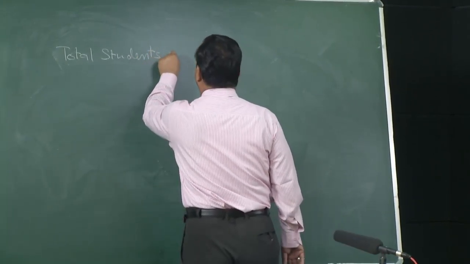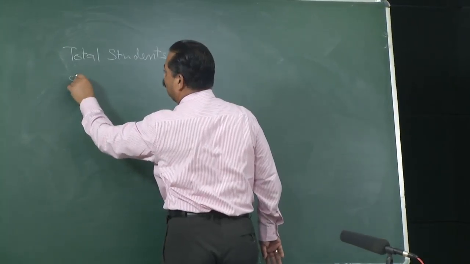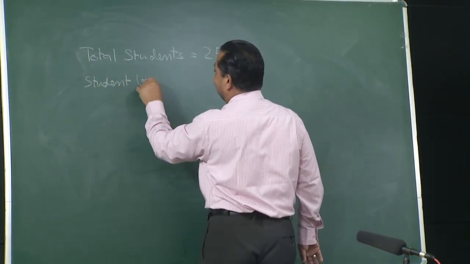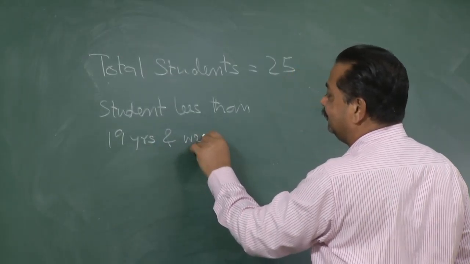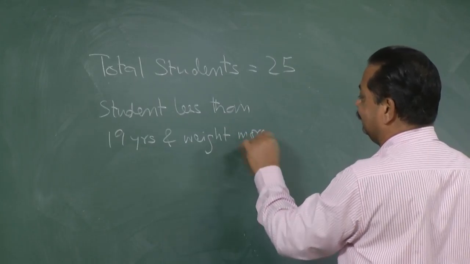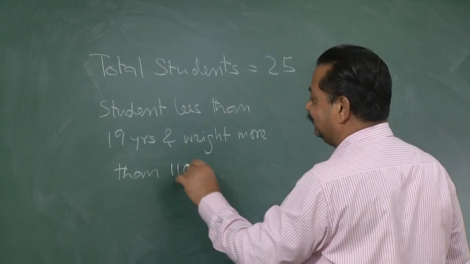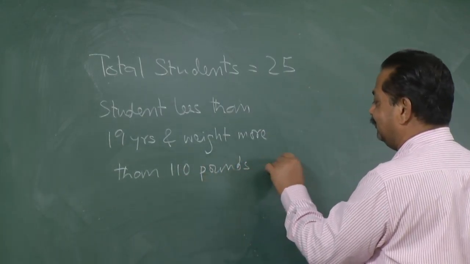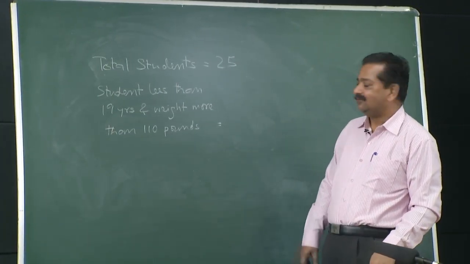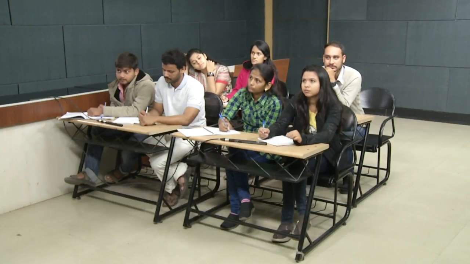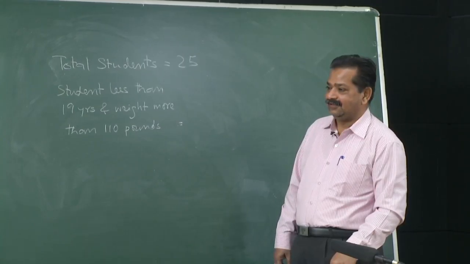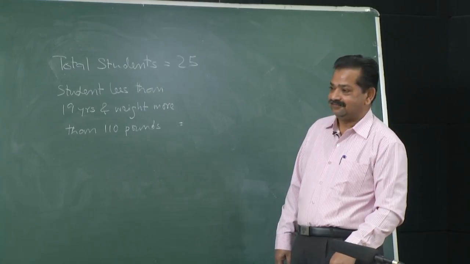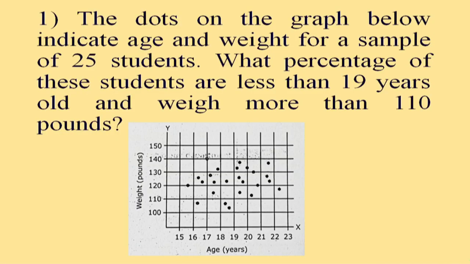What is the percentage? Total students 25. Students less than 19 years and weight more than 110 pounds. How many are there? 32%. How many students are there? Eight students. One also has a weight of 140 pounds, right?